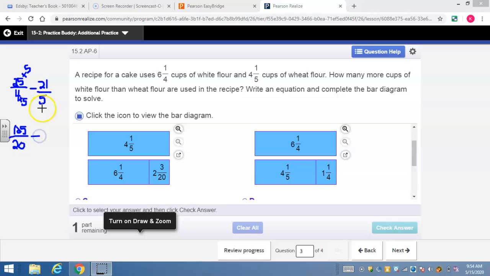Now in order to get 20ths over here, I'm going to need to multiply the denominator by 4, and I'm going to need to multiply the numerator by 4. So if I do that, I'm going to get 84, and I'm going to get 20ths on the bottom. Okay, so now I have a common denominator. This is still going to be 20ths. So I know right away I'm not going to change my denominator. I'm going to keep it the same as 20ths.